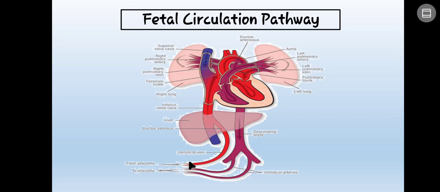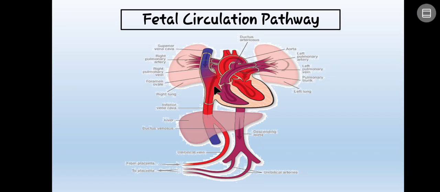Okay, so the first bypass from the umbilical vein is the ductus venosus. From the umbilical vein, the blood bypasses the liver with the help of the ductus venosus and goes straight into the inferior vena cava.